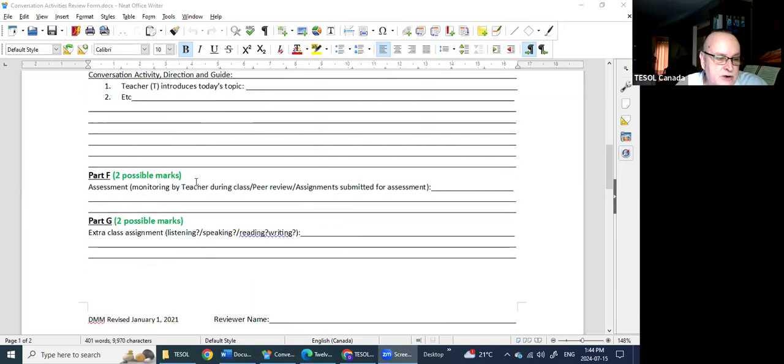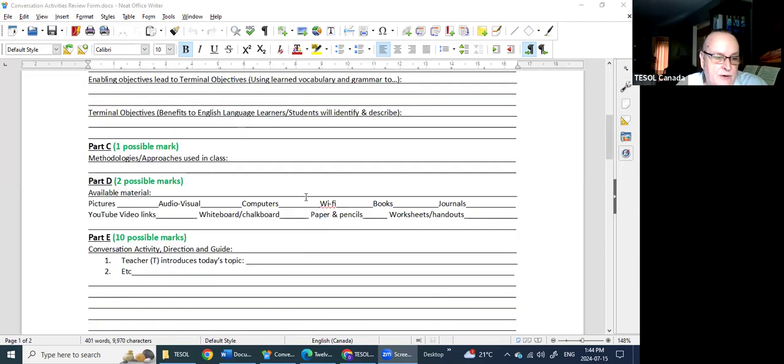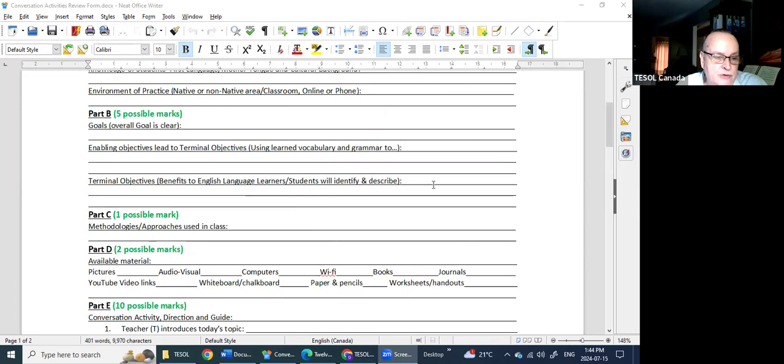So use this as your guideline. And be sure to give an extra class assignment at the end of the lesson. And that should relate back to what you were doing in the lesson and act as a follow-up for the students to gain a better understanding of what you did during the classroom.